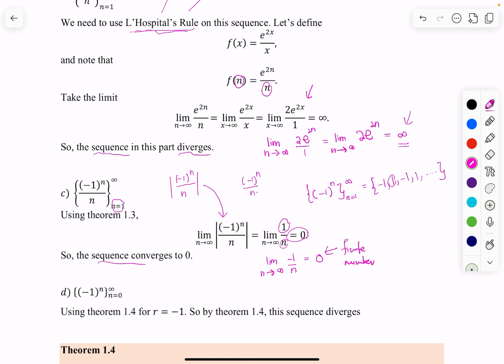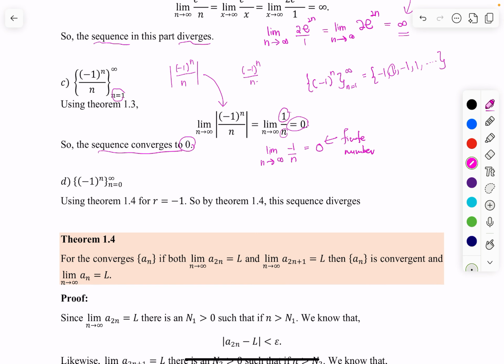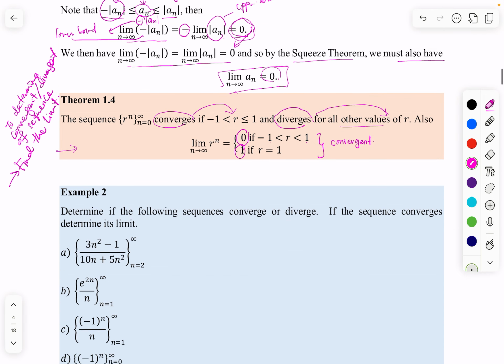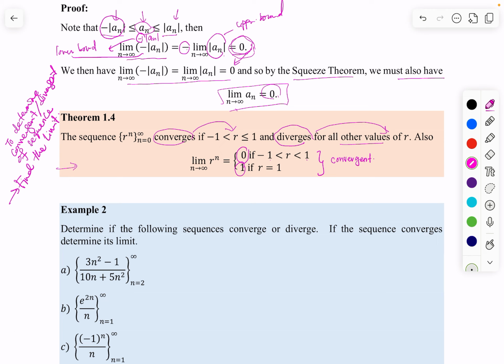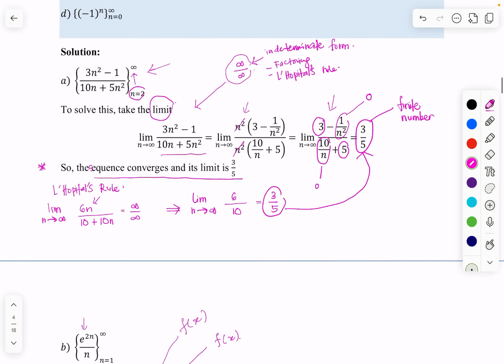Okay, so the sequence converges to 0. Okay, the last example, we have (-1)^n, n starting from 0 to infinity. For this form, we can recall theorem 1.4, because theorem 1.4 involves the type of sequence that has a power. It converges if this r is between -1 and 1, including 1, and diverges for any other value. And we have this given condition for the convergence.